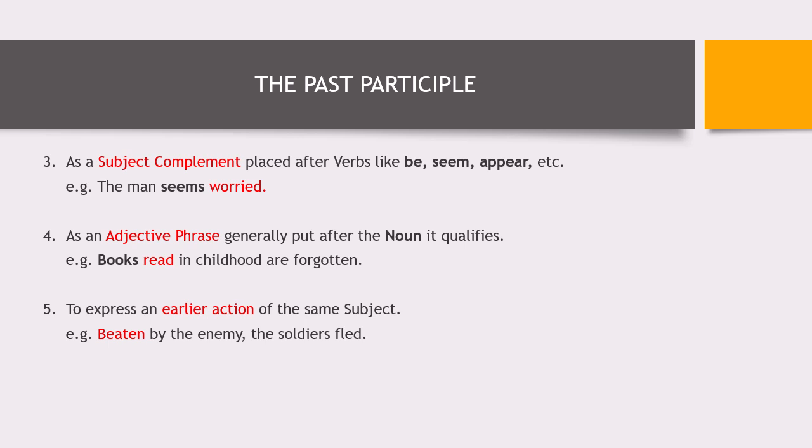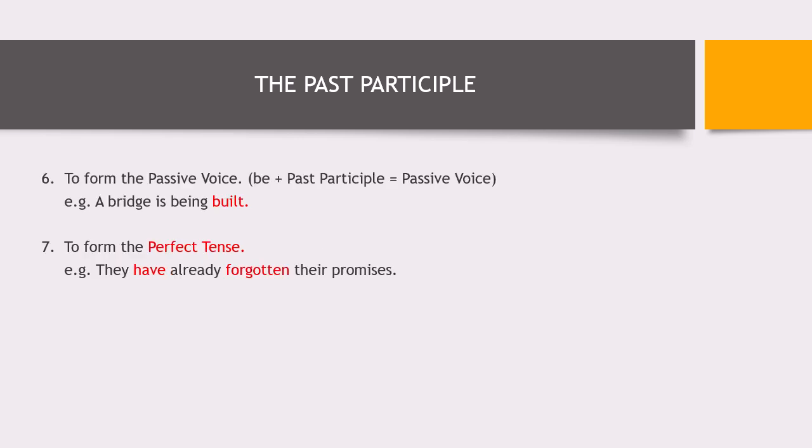5. To express an earlier action of the same subject. For example, beaten by the enemy, the soldiers fled. Beaten by the enemy is an earlier action of the soldiers. 6. To form the passive voice. Be plus past participle equals passive voice. For example, a bridge is being built. 7. To form the perfect tense. For example, they have already forgotten their promises.